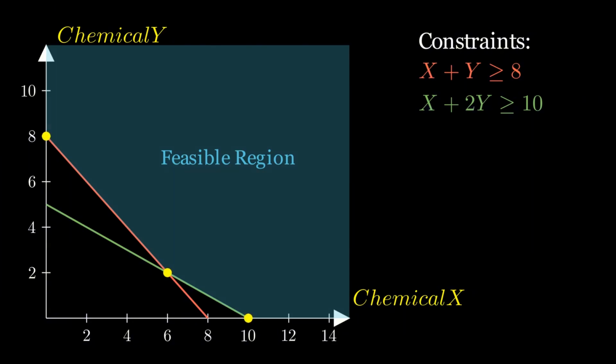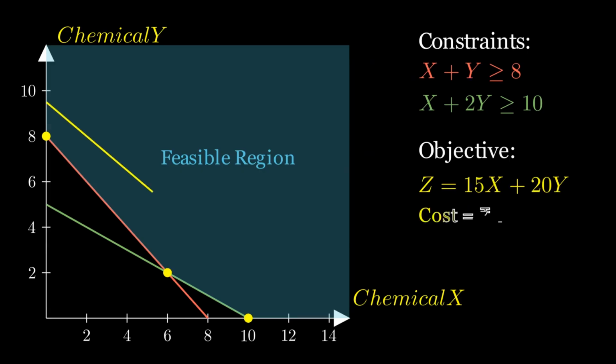Enter the isocost line. This is our objective. Let's say chemical X costs Rs 15 and chemical Y costs Rs 20. We want to minimize our total cost, which is given by our objective function denoted by letter Z. We start by picking a random high cost, let's say Rs 190, and we draw a line to represent it. Every combination of X and Y on this yellow line costs exactly Rs 190.